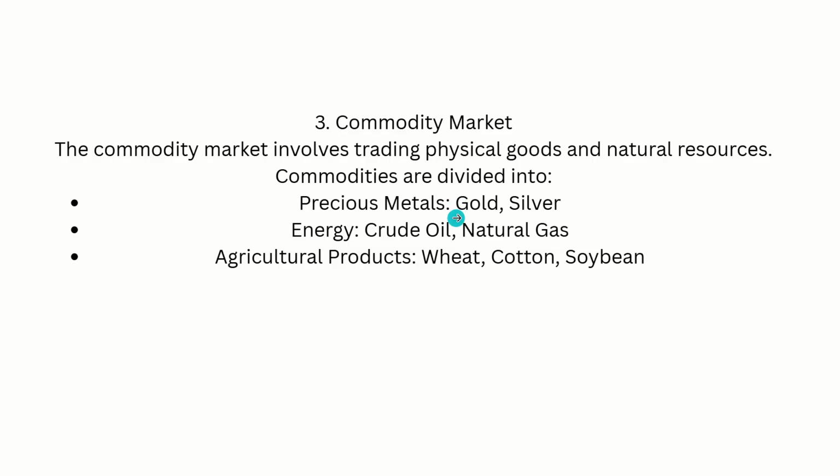As we know, the gold price is right now around 4.2 lakh, and the silver price is also like that. Crude oil, if you see, is around $80, and natural gas is also moving because of the war. And wheat, cotton, and soybeans, you can also trade those, right? So the commodity market is also one of the most traded markets in the whole world.